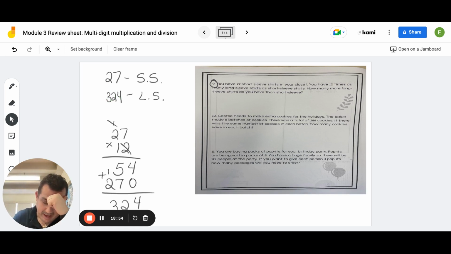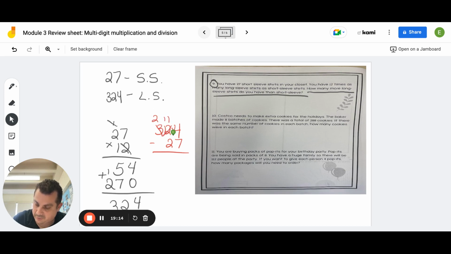They want to know how many more long sleeve shirts than short sleeve shirts. Now you have to subtract. I'm going to put the larger number on top. 324 minus 27. Can't do. Little regrouping. 14 minus 7 is 7. 1 minus 2, regroup again, 12 minus 2 is 9. 2. 297 more long sleeve shirts.